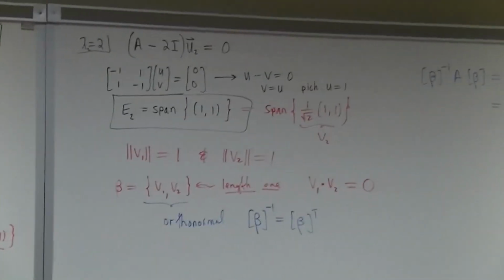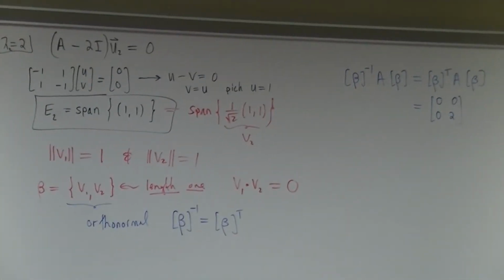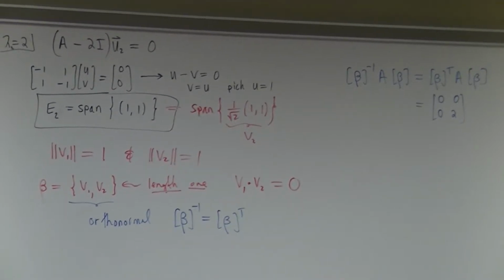Now the reason I said whenever it works is the following example. I'll show you another example. So let's suppose A is equal to 3, 0, 2, 3.